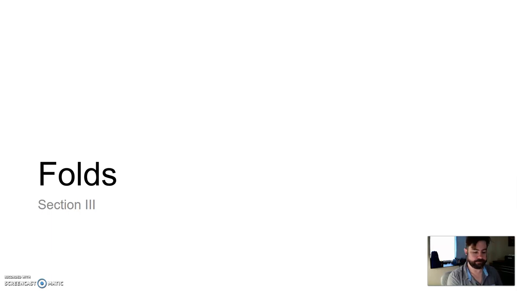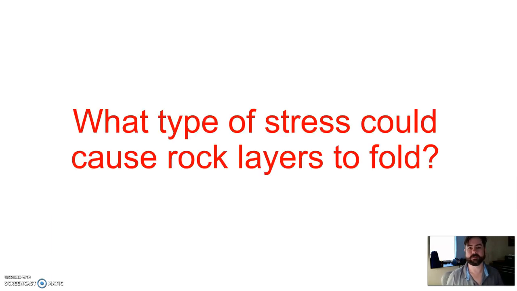All right, welcome back. Let's talk about folds. So if I have a layer of rock, what type of stress could cause it to fold up? Tensional stress, where I pull apart? That's not folding up anything. Shear stress, where I kind of move side by side? That's not doing anything. What about compressional stress, where I push inward?